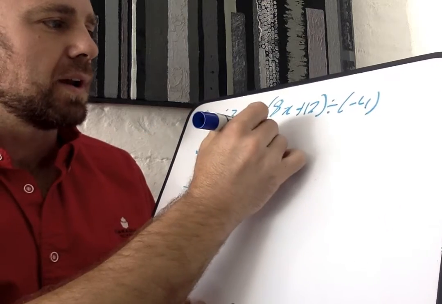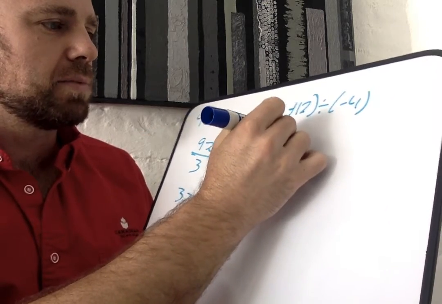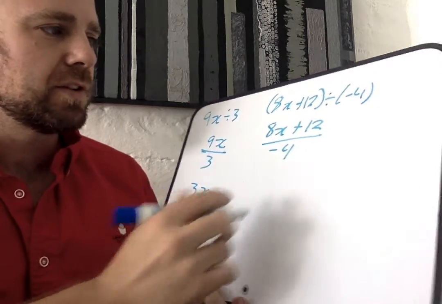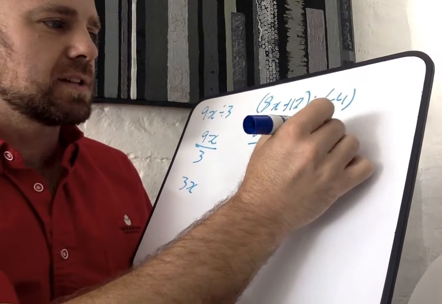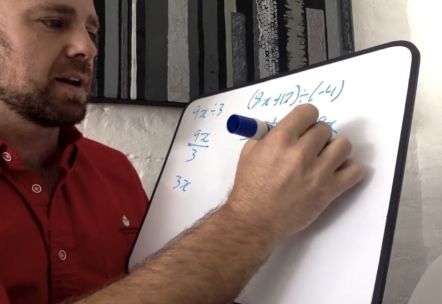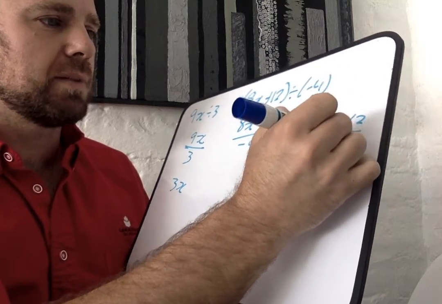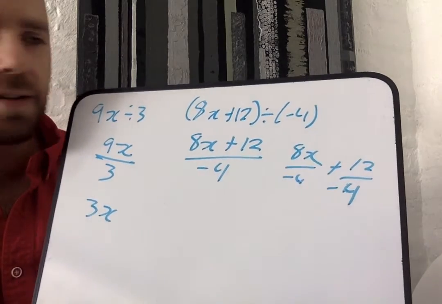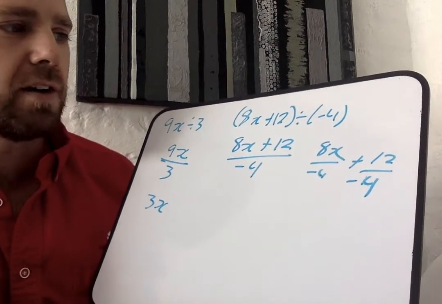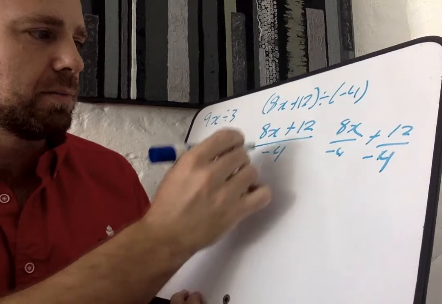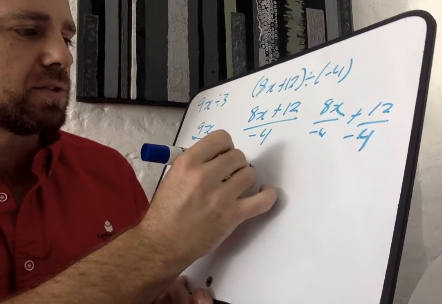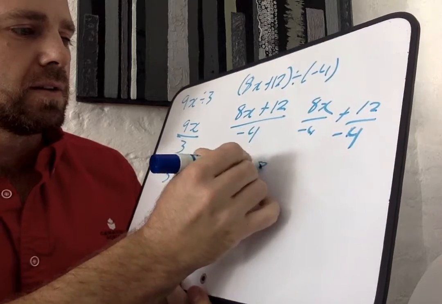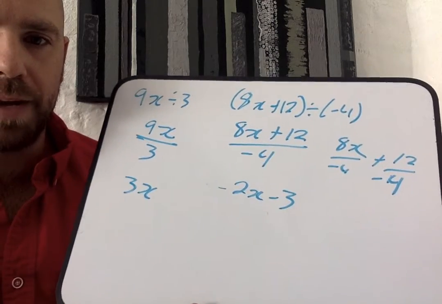Okay? Same with this one. I'm going to have 8x plus 12 divided by negative 4. I can further distribute this and say it's the same as 8x divided by negative 4 plus 12 divided by negative 4. Okay, so this is going to give me the same thing because it's being divided on both of the numbers. I'm just breaking it up a little bit. So when I end up doing it, I get negative 2x minus 3 becomes my answer.